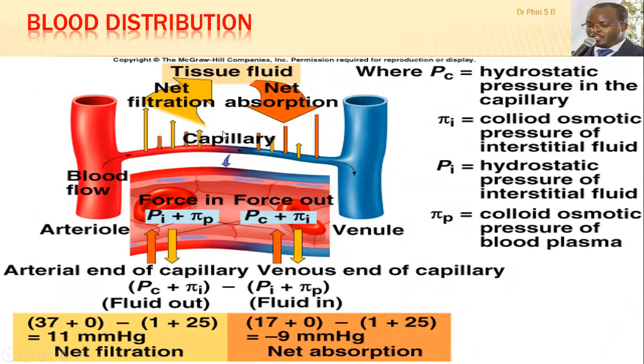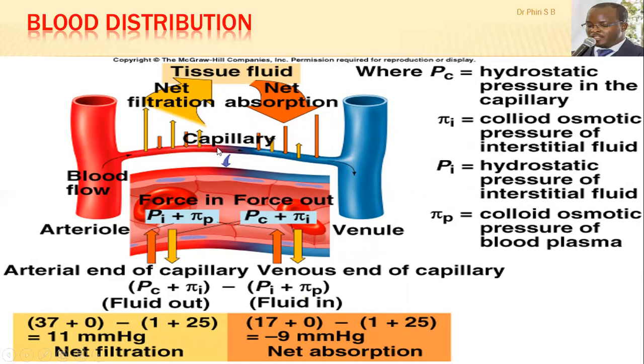So what you're looking at here, you have the arterial end of the capillaries and the venous end of the capillaries. At the center here, between the arterial system and the venous system, you have the capillaries. These capillaries are smaller vessels that can allow maybe just a column of red blood cells to pass at a time because they are so tiny.